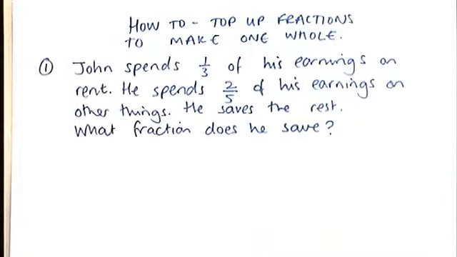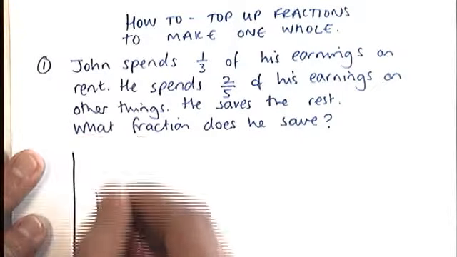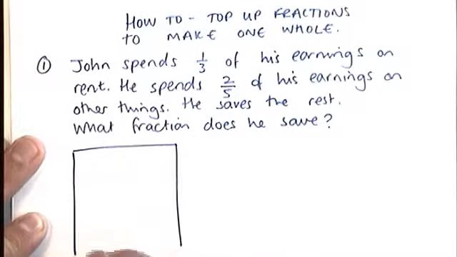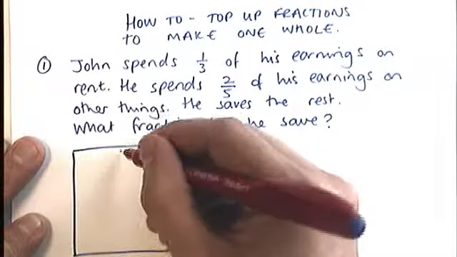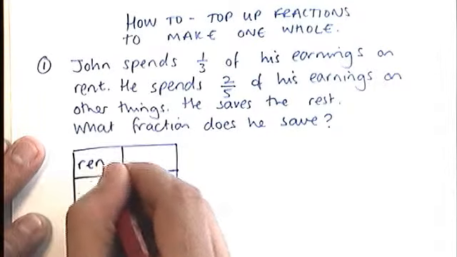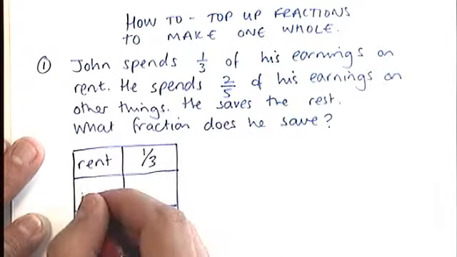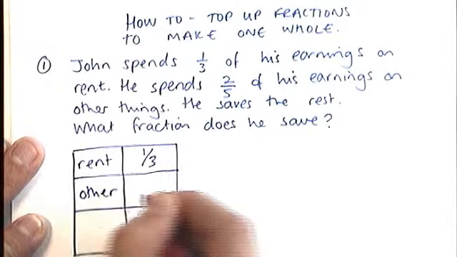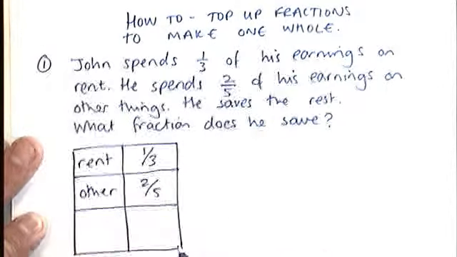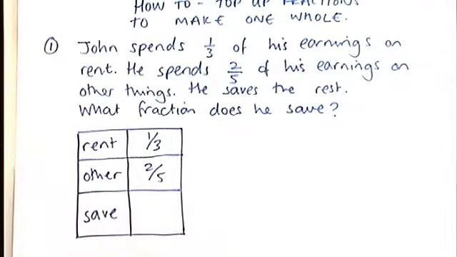So here is one question such as this. It says John spends 1/3 of his earnings on rent, 2/5 on other things, and he saves the rest. What fraction does he save? Now the way I like to draw these is in a little table. I like to put what he's spending the money on, so rent, and then the fraction. And then the next one, which is what he's spending on other things, 2/5. And then savings, this is what we're trying to work out.